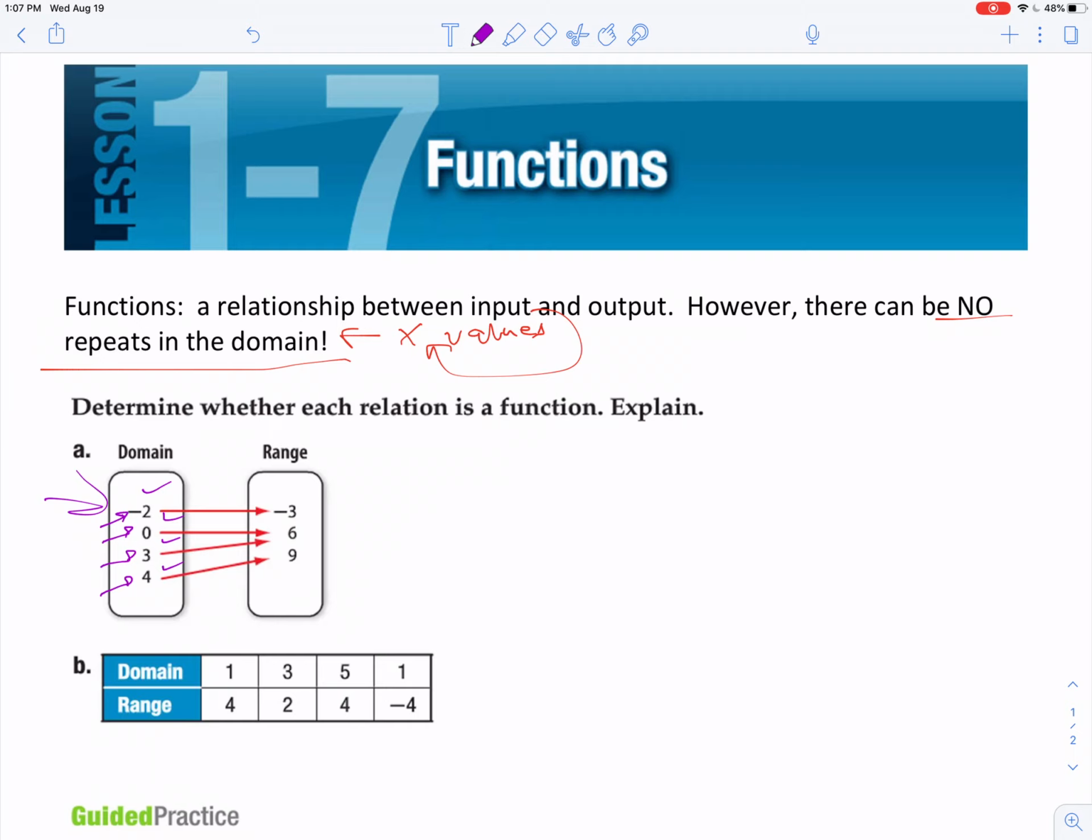Were there any repeats in the domain? No. Okay, notice with the range, the 6 actually did repeat, but that's okay. We don't care about repeats in the range. I only care about domain repeats. So yes, this one is a function.